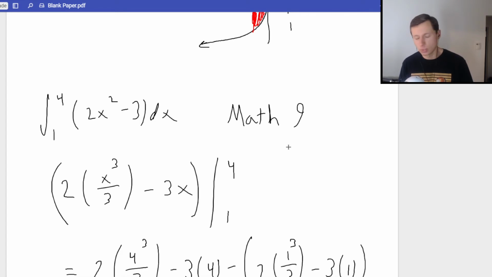The plus C stuff, this won't work. This will only work for integrals with bounds. That's how smart the calculator is.